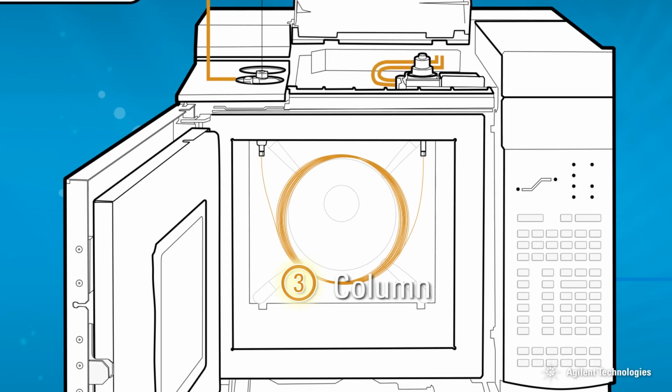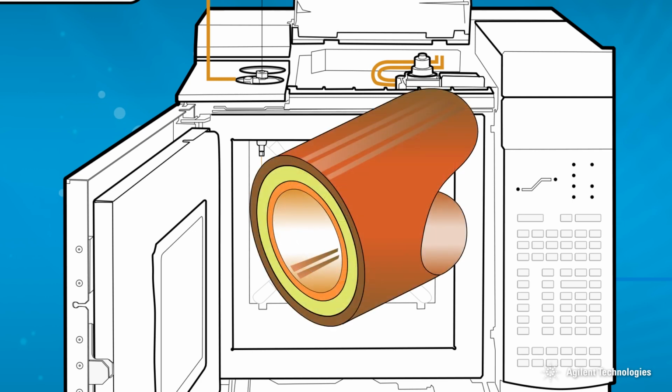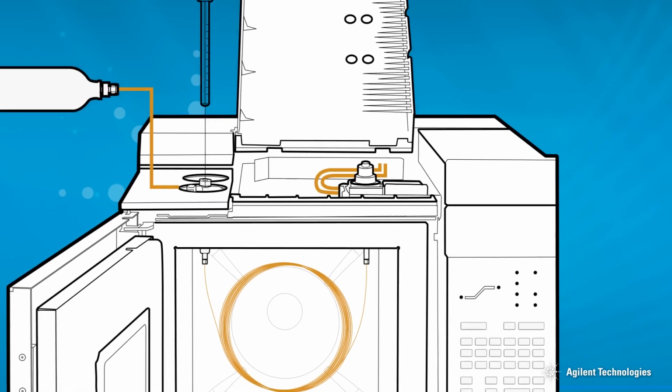Column. The column is the heart of the GC. It contains a very viscous liquid called a stationary phase that is used to separate the sample by virtue of solubility and boiling point. The column is temperature controlled in an oven.